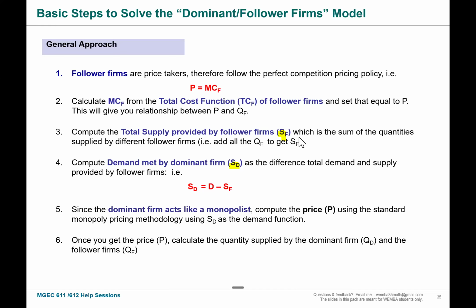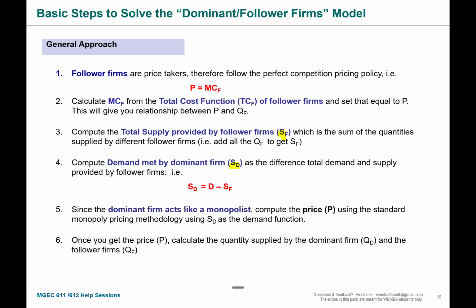Now, if the follower firms supply S_F, how much does the leader firm supply? Well, the leader firm will supply the total demand minus S_F. The supply from the dominant firm will be the total demand minus the supply from the follower firms. So this is the demand that the leader firm will face. Once you have that demand, now you can set the price and quantity of the leader firm by using monopoly pricing: from that demand, get the corresponding MR, set MR equal to MC, and that's how you get the price and quantity.